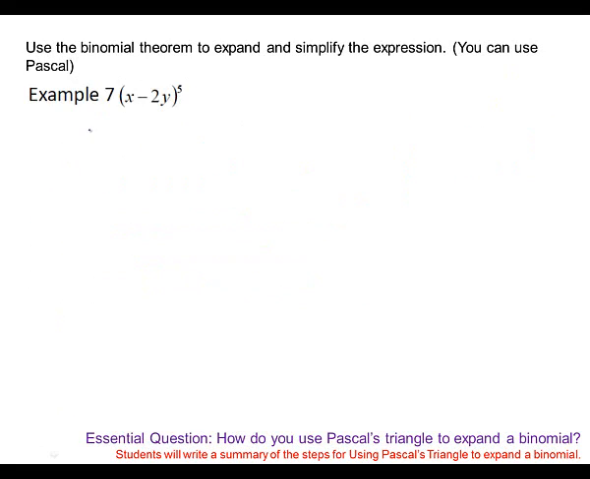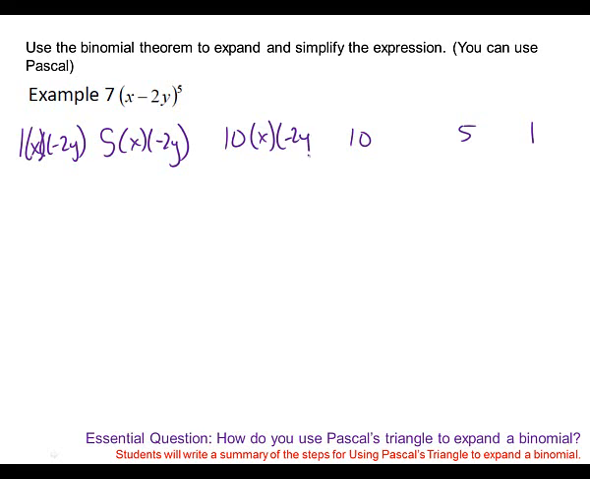This next one's more similar to what we did in example 5. All right, so what is my 5th row of Pascal's triangle? 1, 5, 10, 10, 5, 1. All right. And then we're supposed to write out x and negative 2y. So here's what I want you to do. I want you to see if you can get the calculation correct. So from here, I want you to try to finish it. I'm going to give you about a minute and a half. Everybody try to finish it.